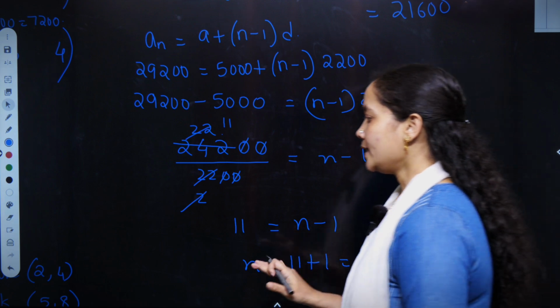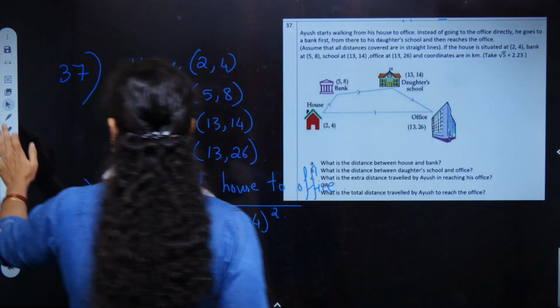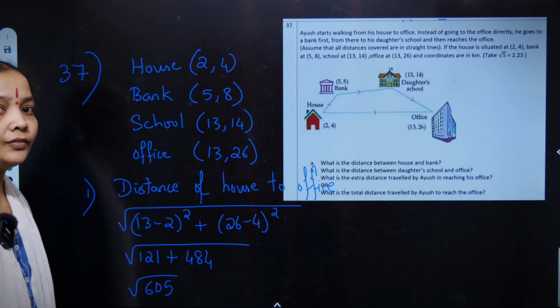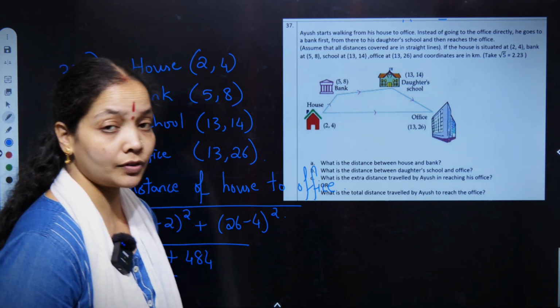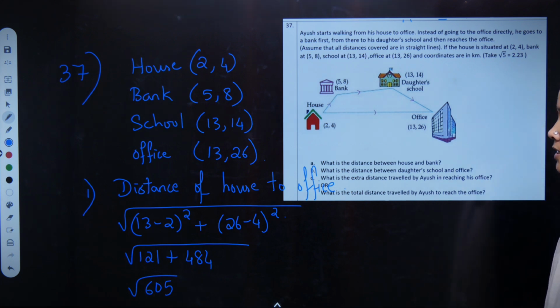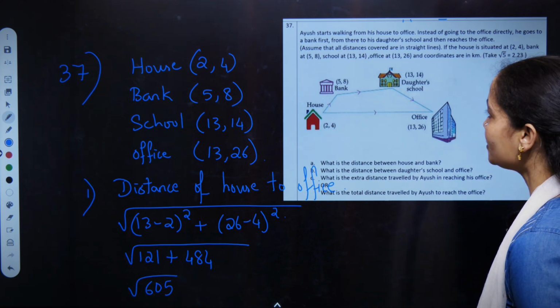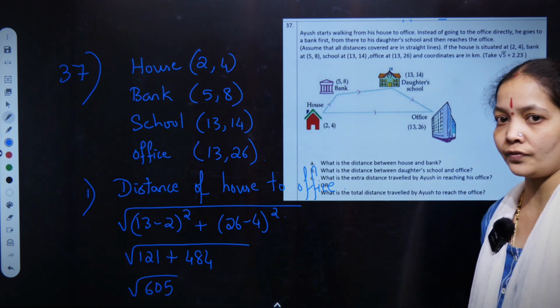The next case study here is based on coordinate geometry. Let us see what is there in the 37th question, the second case study of the half yearly paper. In this case study, we are able to see that we have different locations of a house, bank and a school as well as an office.